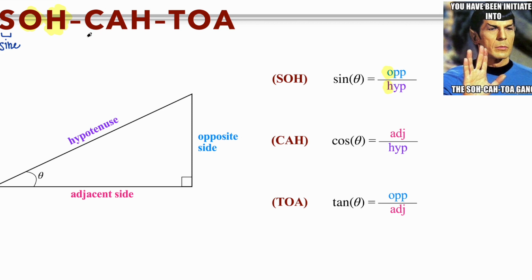The C stands for cosine, and it is represented by the A in adjacent divided by the H in hypotenuse, which is why it goes A and then an H. And then last, T stands for tangent, and it is represented by O for opposite divided by A for adjacent. They are represented by a ratio of numbers. So memorizing this acronym will help you solve for the different information that we need.